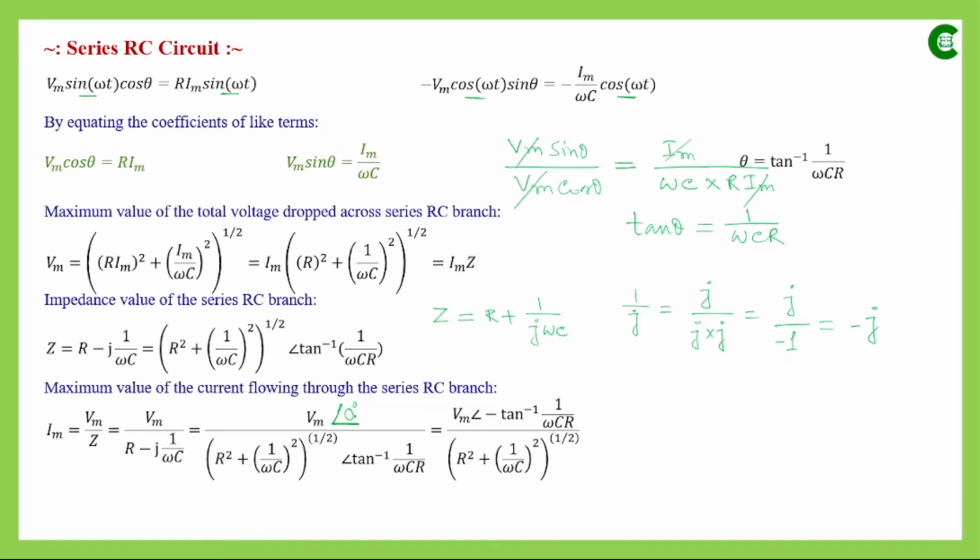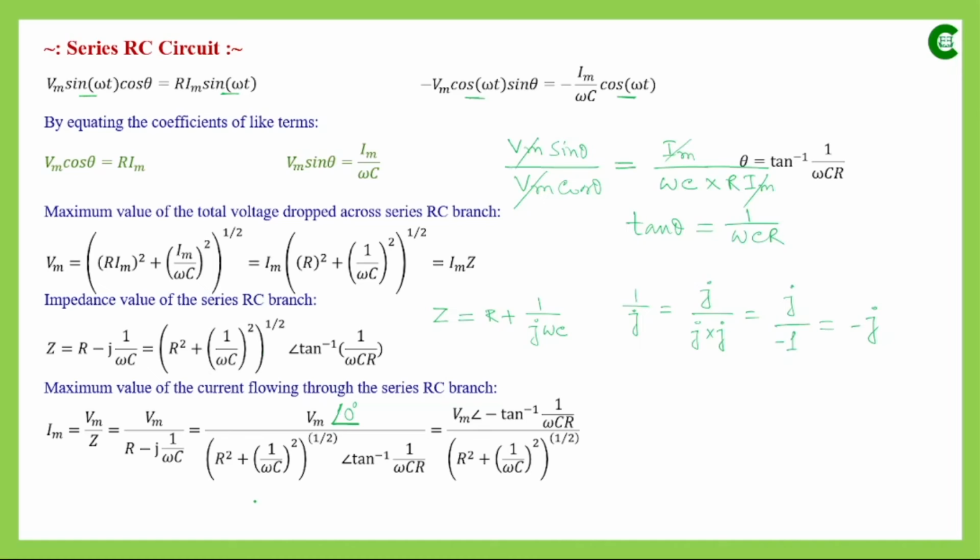It will be simply 0 minus this angle. So it will be minus tan inverse 1 by omega CR, since it is 0. Now from this negative sign also we can again conclude that the current is lagging the corresponding voltage in case of series RC circuit.